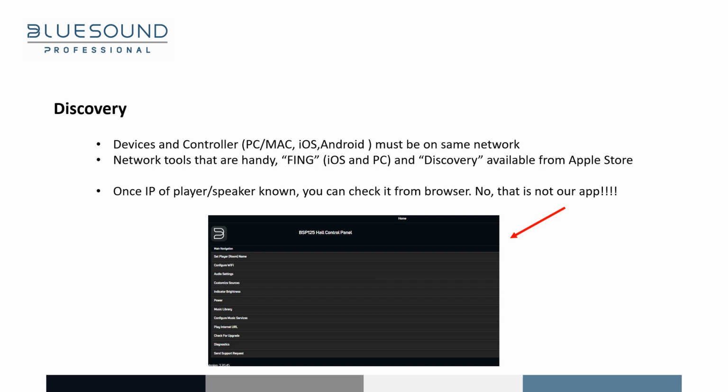Once you know the IP address of the player, you can also check out the player speaker by entering the IP address and viewing our web page. This is not our main operating app, but is a good step to determining connectivity. Next would be to open the BlueSound controller app, which we will detail in subsequent slides.